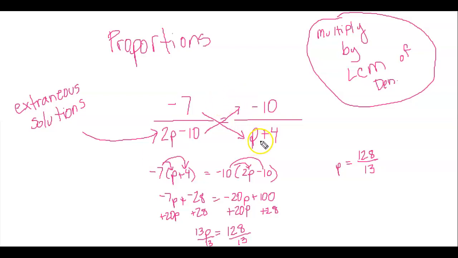In this particular problem, we have p in the denominator, so there's certain numbers p cannot be, because then we'd be dividing by 0. For example, p could not equal -4, and here p could not equal 5. Because if it did, then we would be dividing by 0. So you just always want to check and make sure that your answer is not one of those numbers that's not allowed. And in this case, it's not. 128/13 is not going to give us 0 in the denominator, so it's perfectly fine. But you do want to make sure that you're watching out for extraneous solutions.